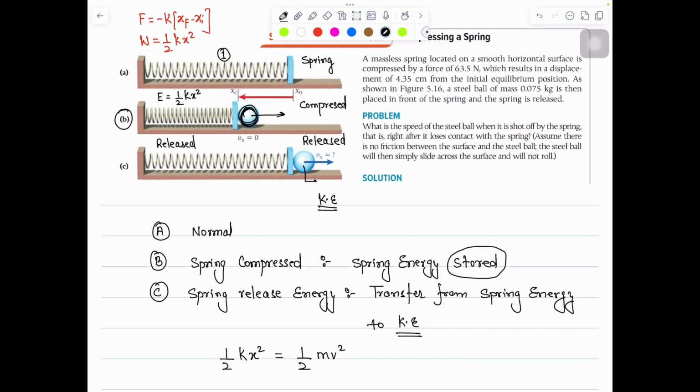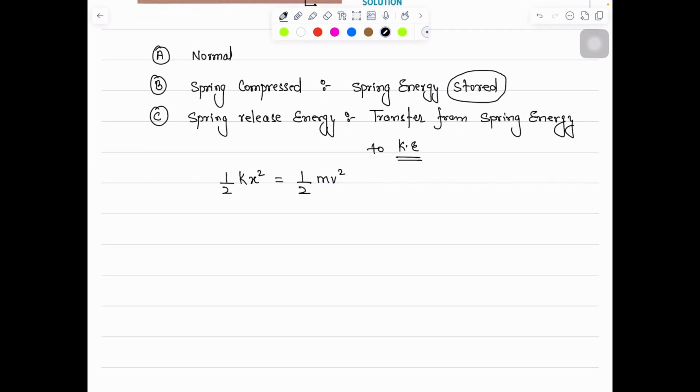A massless spring located on a smooth horizontal surface is compressed by a force is given. So we will use force. Let's write it here. What is given here? So can I say force is equal to, what is the value of force?